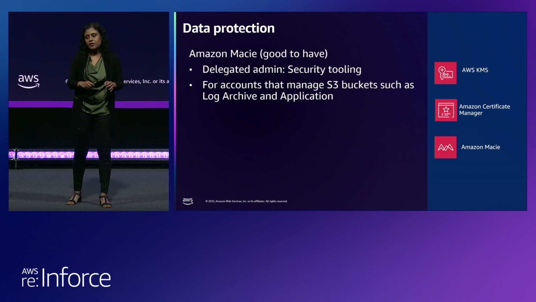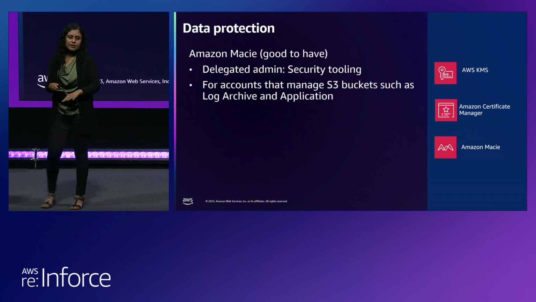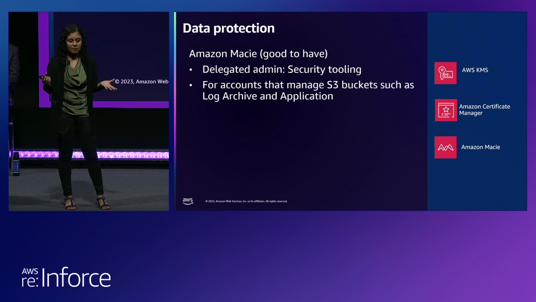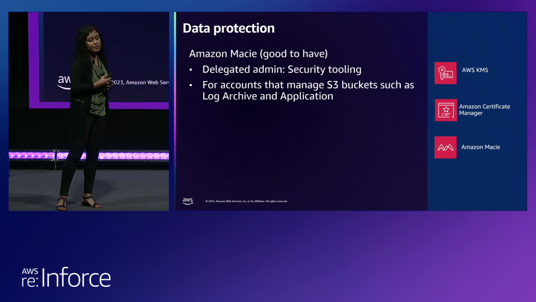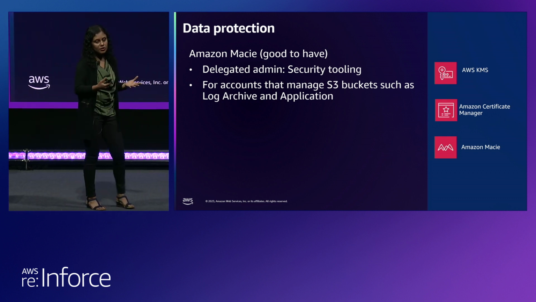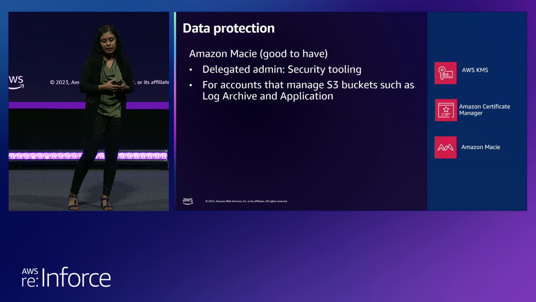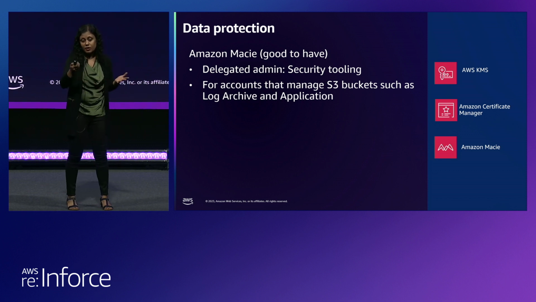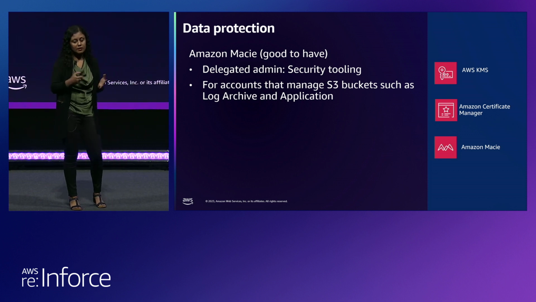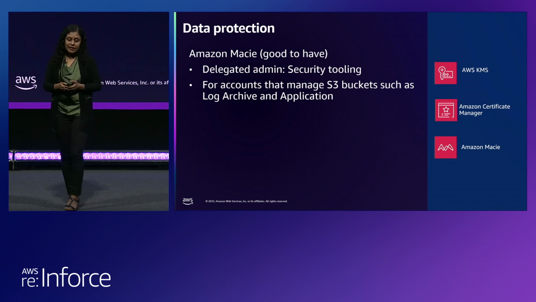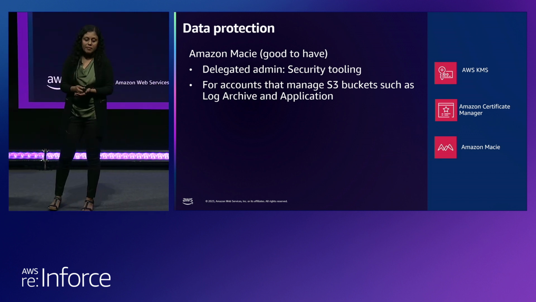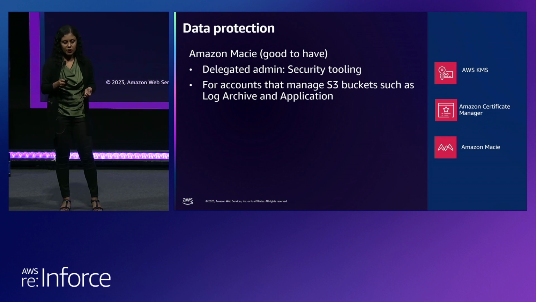One additional service that we discuss here for data loss prevention is Amazon Macie. I would recommend it as a good-to-have service, and it will identify the sensitive data in your S3 buckets. So we recommend deploying it in accounts like log archive and application accounts, and using delegated admin, the results will be aggregated to the security tooling account.